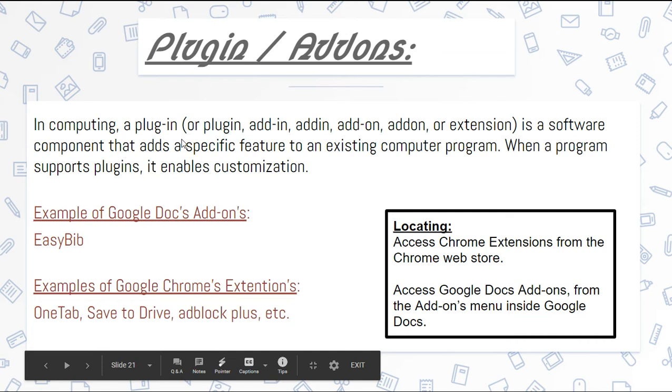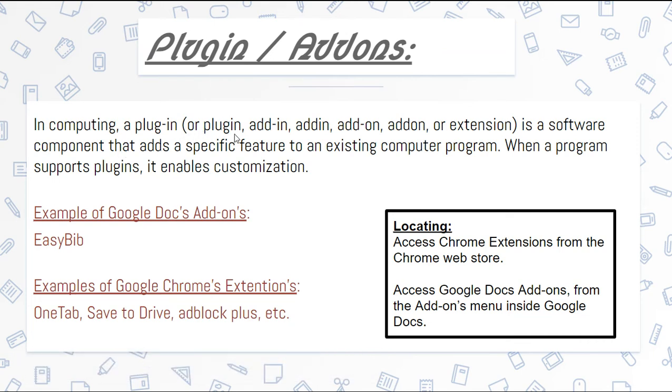So in computing, a plugin, add-in, add-on, extension, is a software component that adds a specific feature to an existing program. When a program supports plugins, it enables customization. So for example, Google Docs, you can insert an add-on called EasyBib, and it is a bibliography feature that is not designed by Google, but it will work with Google Docs.